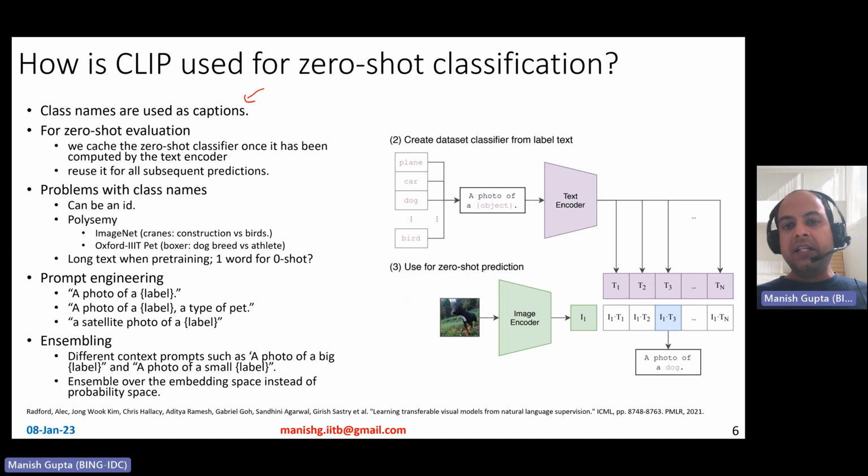So here is an example. You take the class names, and you enlarge them a little by adding a few words here and there, like a photo of a plane, a photo of a car, a photo of a dog, and so on, and feed it to the text encoder.